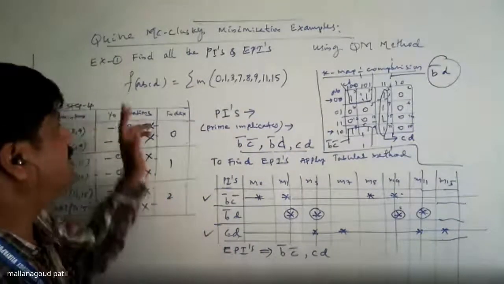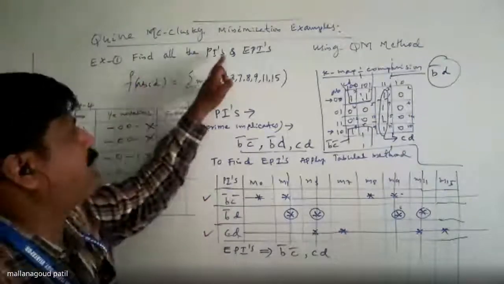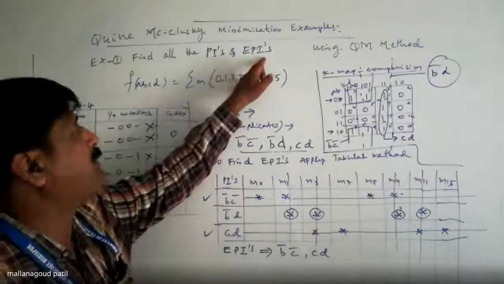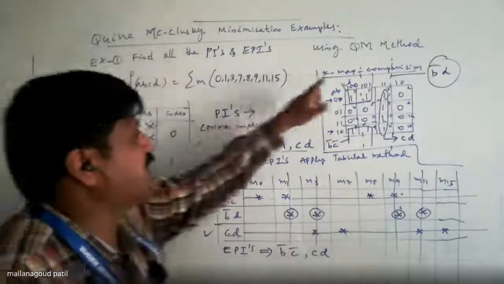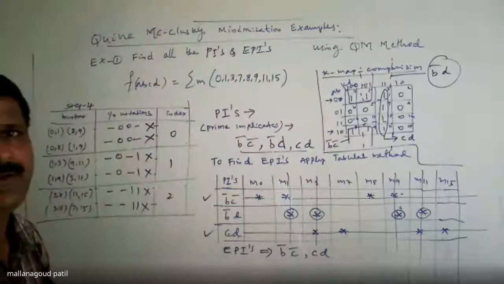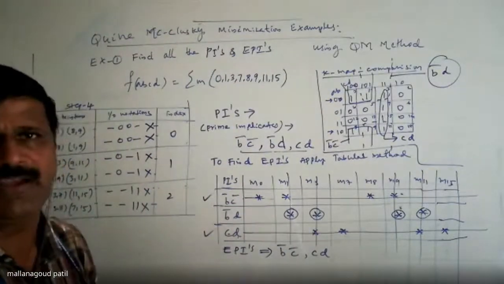So this is the only problem statement I have cleared for how to find the prime implicates as well as the essential prime implicates using both the methods, the QM method as well as the K-map. If you have any doubt, I will allow you a minute or two. You can ask me.